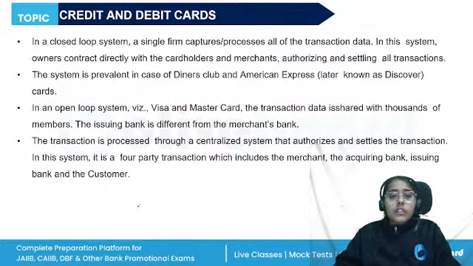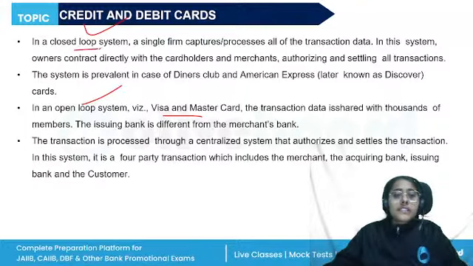Then, if we talk about the types of credit cards, or we will say the different systems involved in a credit card, there is the closed loop system, the open loop system, and the semi closed system, right? So, the closed loop system is one in which a single firm captures or processes all of the transaction data.